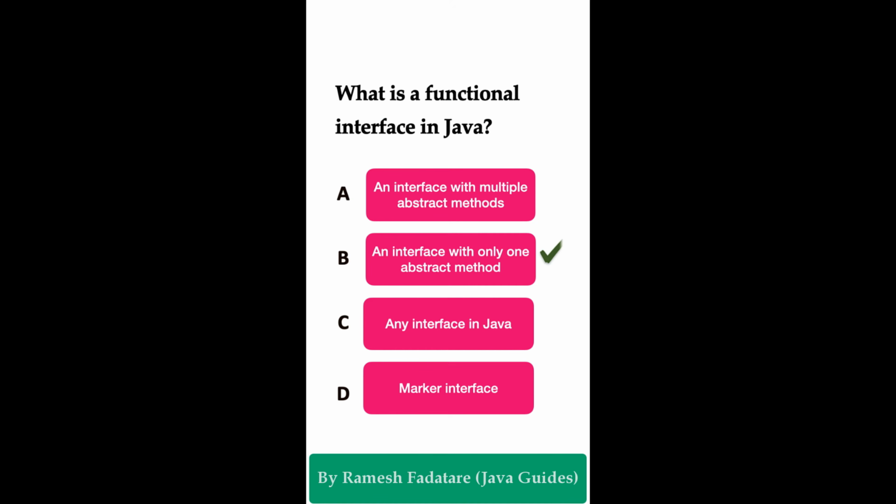The correct answer is option B, an interface with only one abstract method. A functional interface in Java is an interface that contains exactly one abstract method. It can have any number of default or static methods, but only one abstract method. Whenever you want to create a functional interface in Java, you create an interface with only one abstract method and annotate that interface with the @FunctionalInterface annotation. And we typically use lambda expressions to implement functional interfaces in Java.